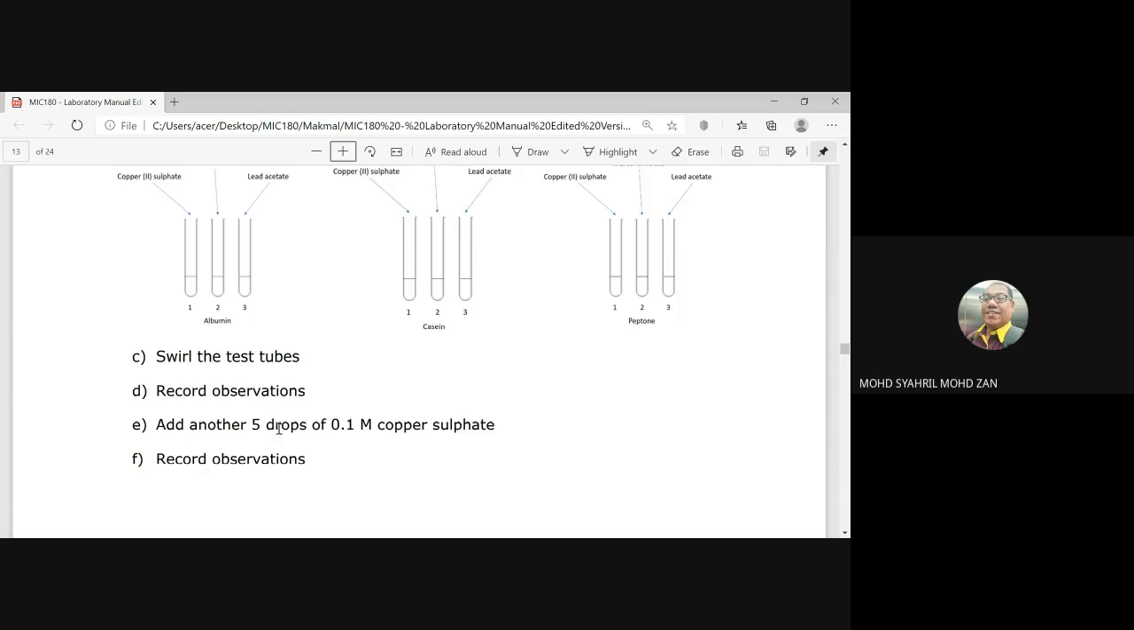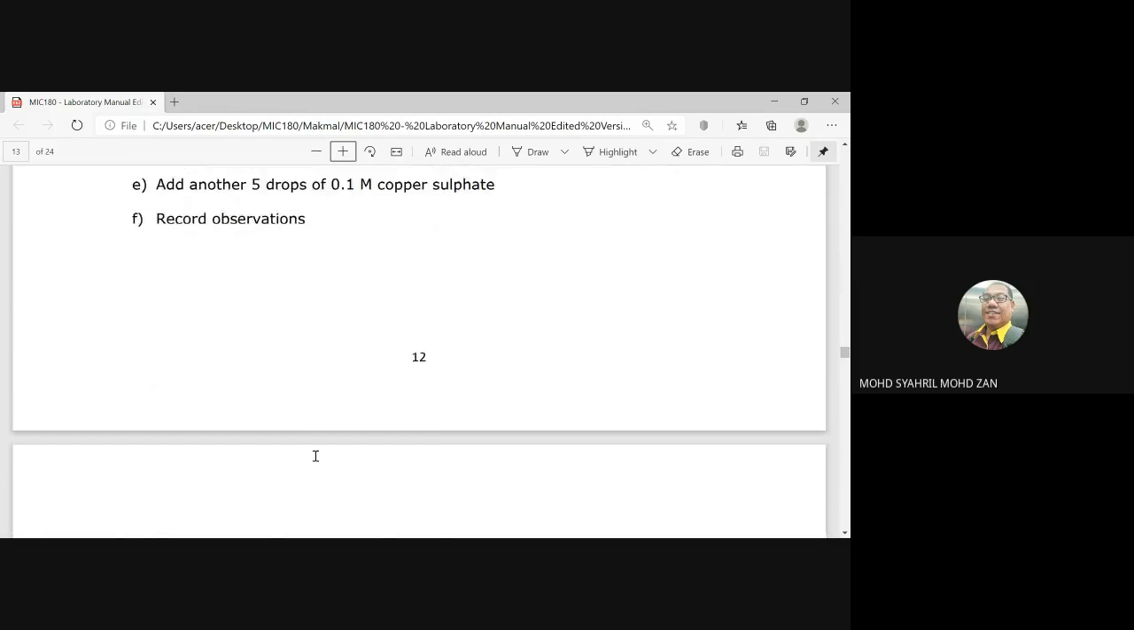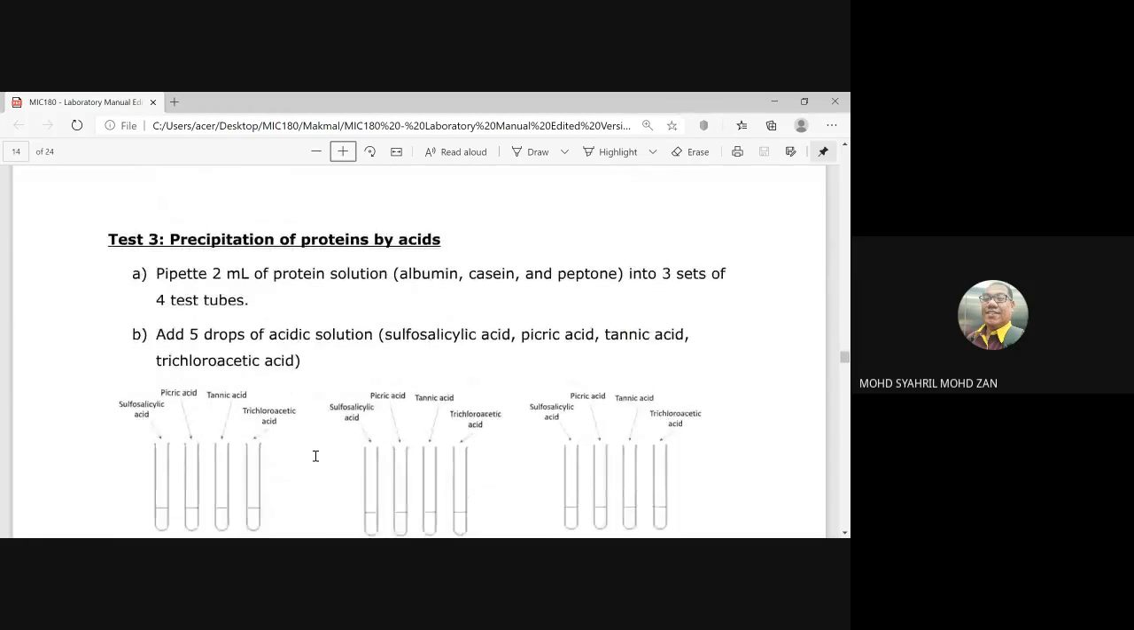Add another 5 drops of 0.1 molar copper sulfate, and you have to record the observations. So quickly, let's go to test 3.